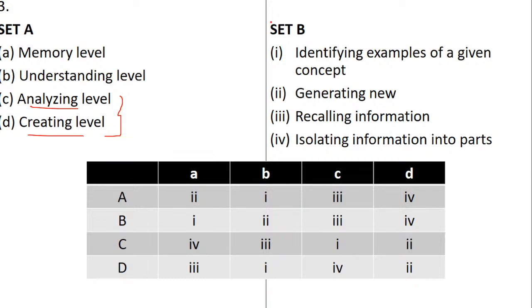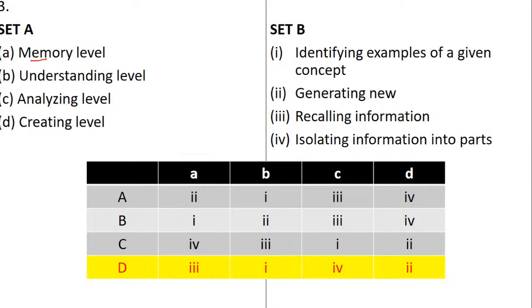Option A in set B is identifying examples. Option 2 is generating new ideas, new information. It is not half, you have to understand it. Third is recalling information, and fourth is isolating information into parts. Okay, fine. I've started getting answers for 3 already. Very good. As you remember, yesterday we did this process. So memory level and understanding level, if you check very correctly, you will definitely get the right answer. And everyone has successfully given the right answer. Very good. That is option number D.